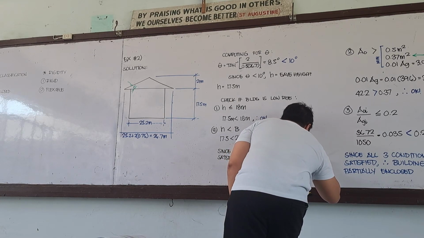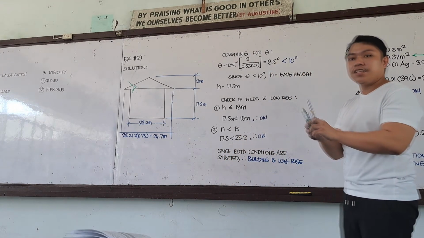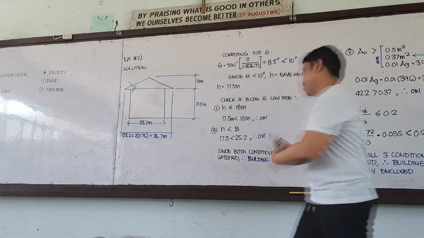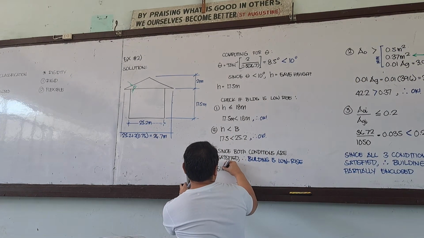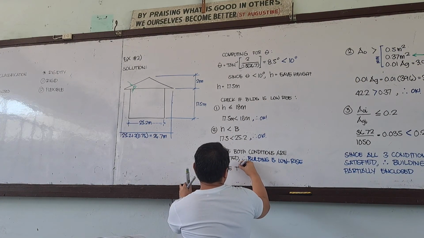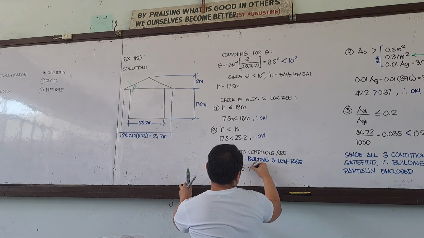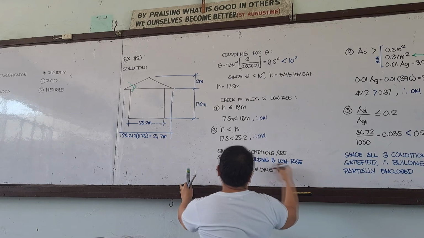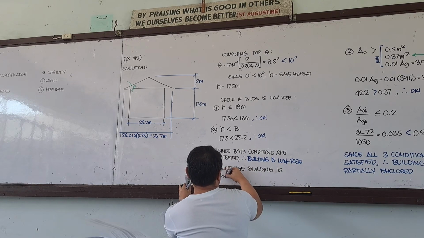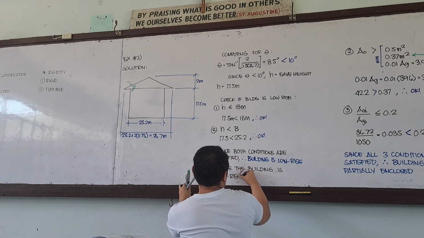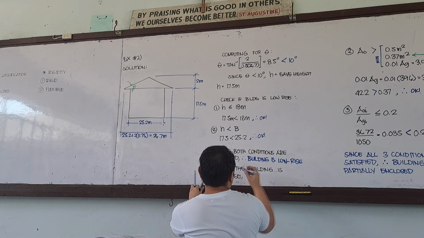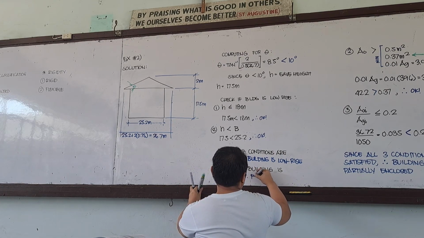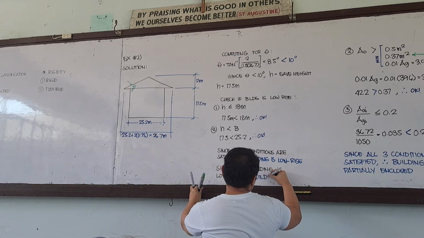What if the question is to identify if the building is rigid or not rigid? Since the building is low rise, the building is rigid.